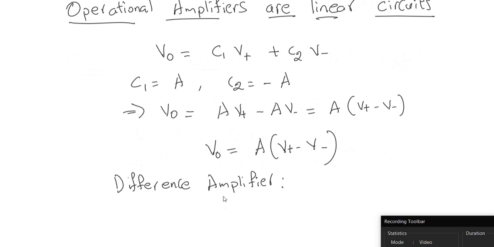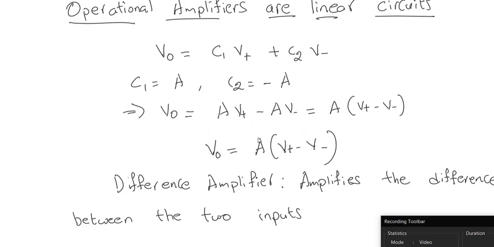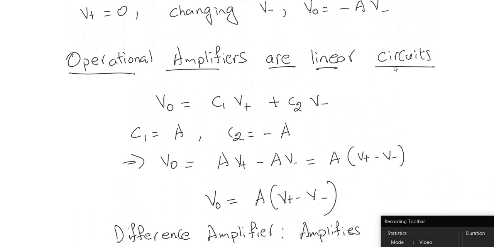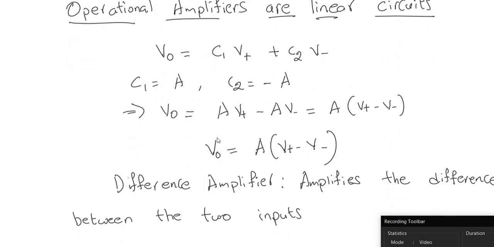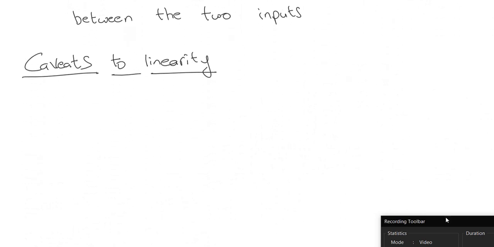This means the operational amplifier is a difference amplifier. This means it amplifies the difference between the two inputs. So the output is some big gain times the difference in the input voltages. In our discussion here, we were assuming the operational amplifiers are linear circuits, which is true in most cases, but there are some caveats. So we will discuss those caveats now.